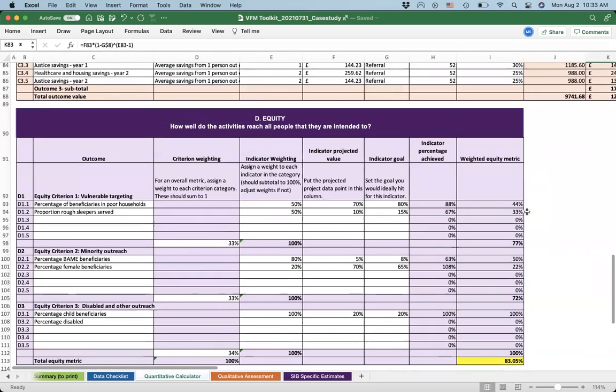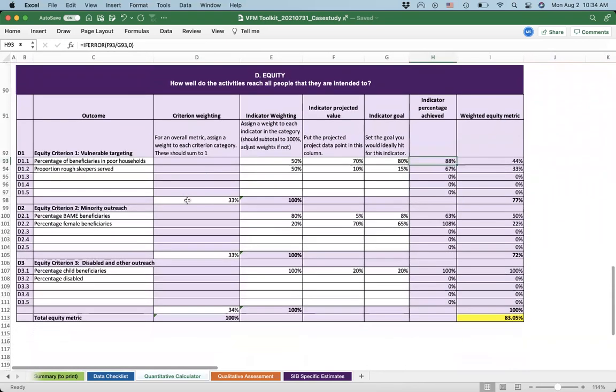Then finally, we have a section on equity. So this is trying to get you to think about what are some different equity metrics that might be important for your project. So perhaps, in this mental health counseling, you want to reach a certain number of beneficiaries who are from the very poorest households in your community. And maybe you would set a goal of 80% of your beneficiaries being from that. Well, you can put into this calculator that you would like to be at 80%, but you project that the project will be at 70%. Well, that gives you basically an achievement rate of 88% on that goal.